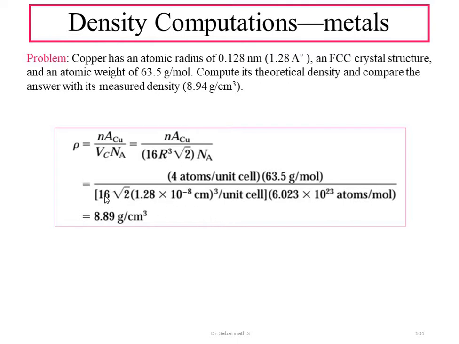If you have any doubt, just revise our previous section which deals with the volume of the FCC cell. You can see how it is calculated. And here is the Avogadro number. So the calculated theoretical density is 8.8, and the measured density is 8.94. So the difference you can write here. That's how we will find it.